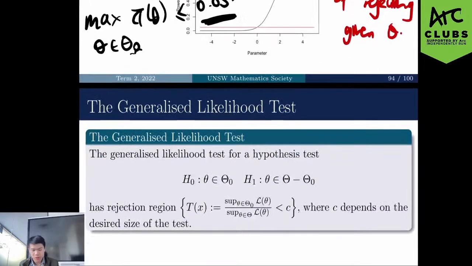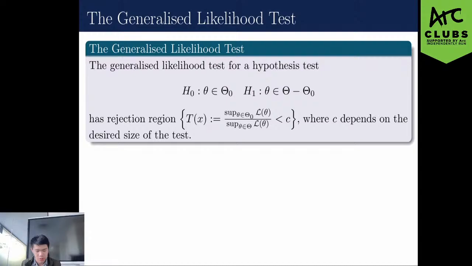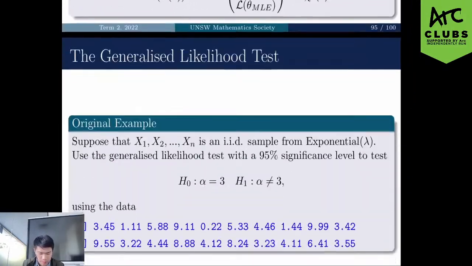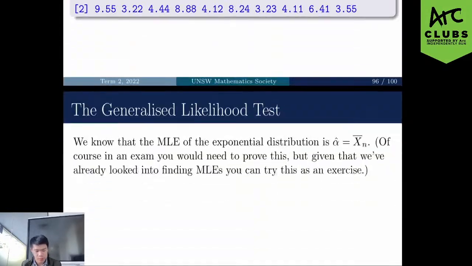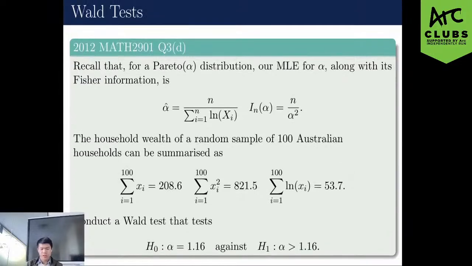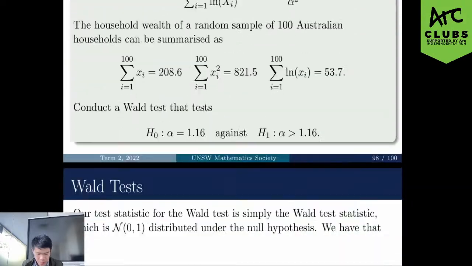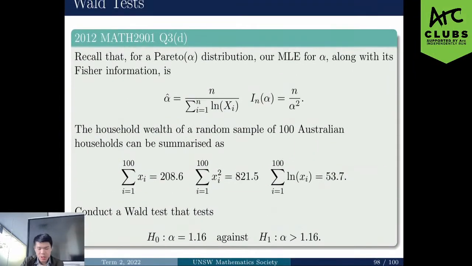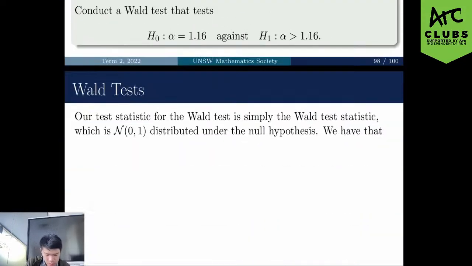Cool. We'll skip through this because it's not the most important test. You can read it through in your own time, but it's called the generalized likelihood test. And we'll skip through this as well. Basically, we'll finish off by quickly talking about the Wald test. So what is the Wald test? The Wald test is just a way of doing hypothesis testing using our MLE, okay? So the Wald test statistic from before is actually defined as this thing.